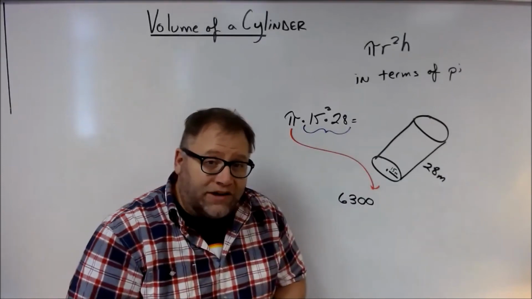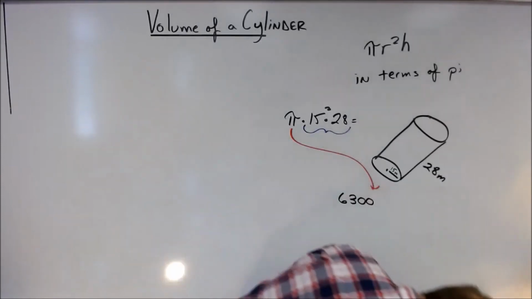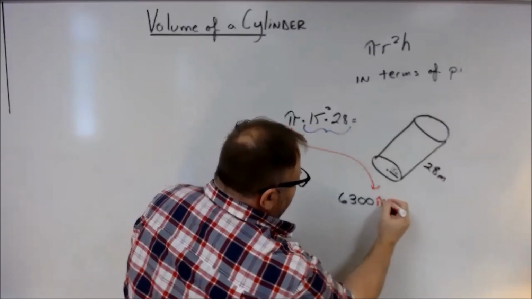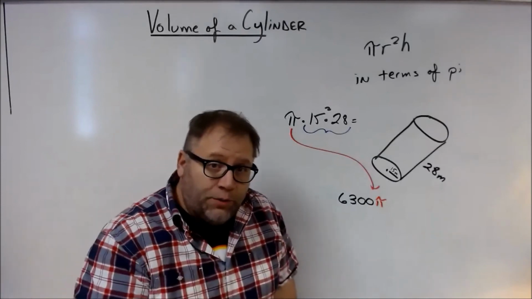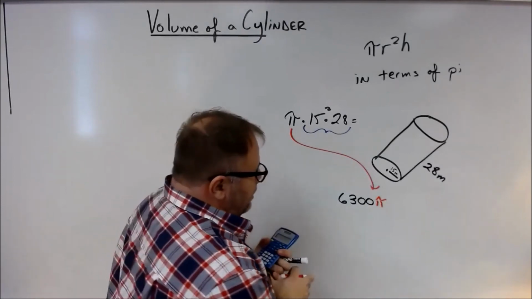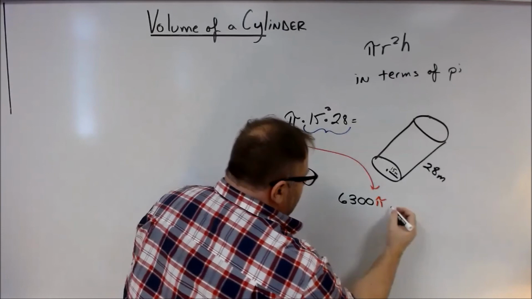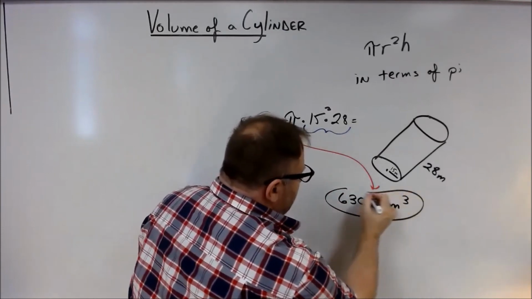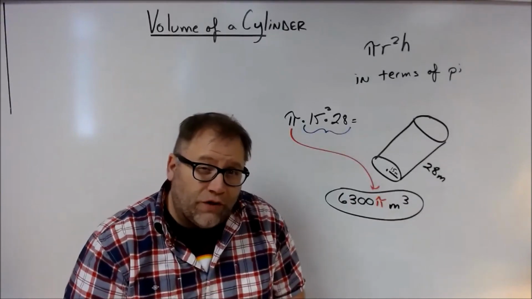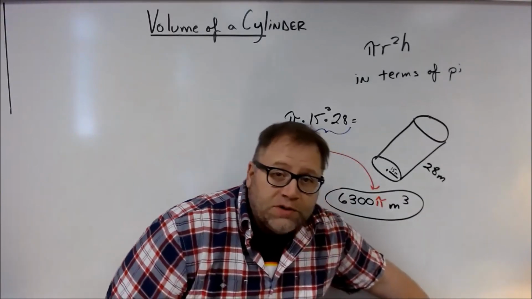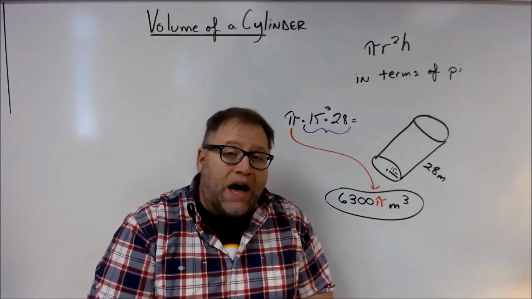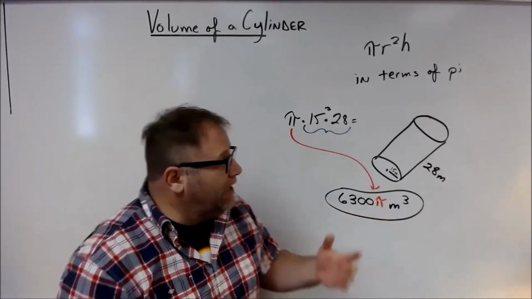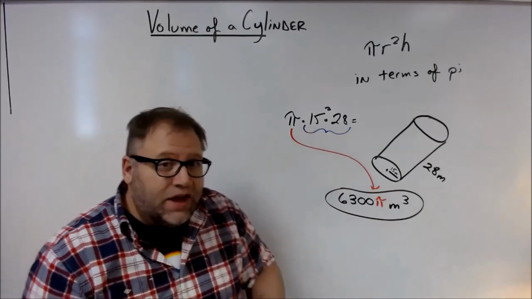And then here comes pi. So pi is just along for the ride. And we're going to have pi there. And then we put our units in. So then our units are meters cubed. And that's what it looks like when we solve in terms of pi. So in terms of pi is, we want pi to still be in the answer, but only as the symbol, not in the multiplication. The only thing we're multiplying is anything that isn't pi.